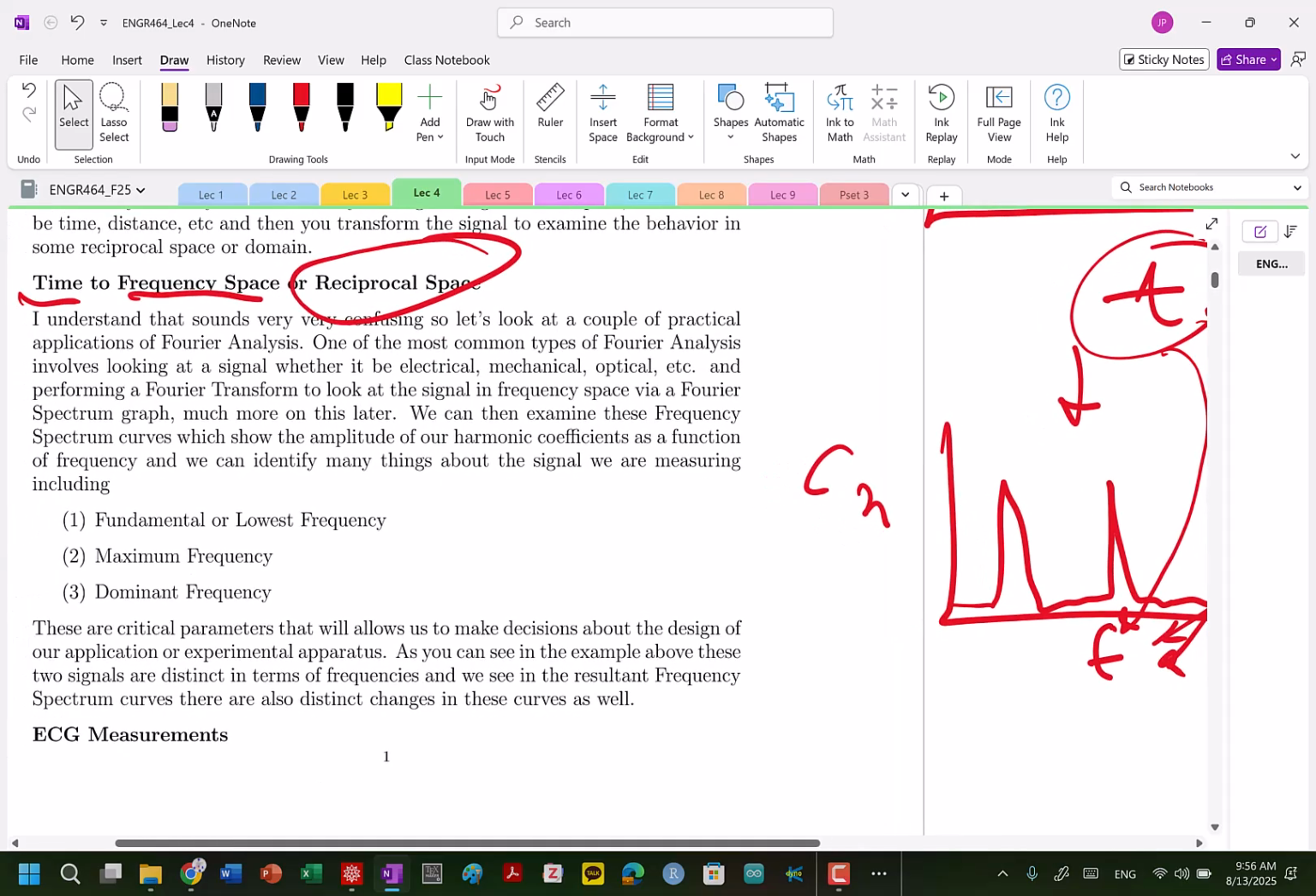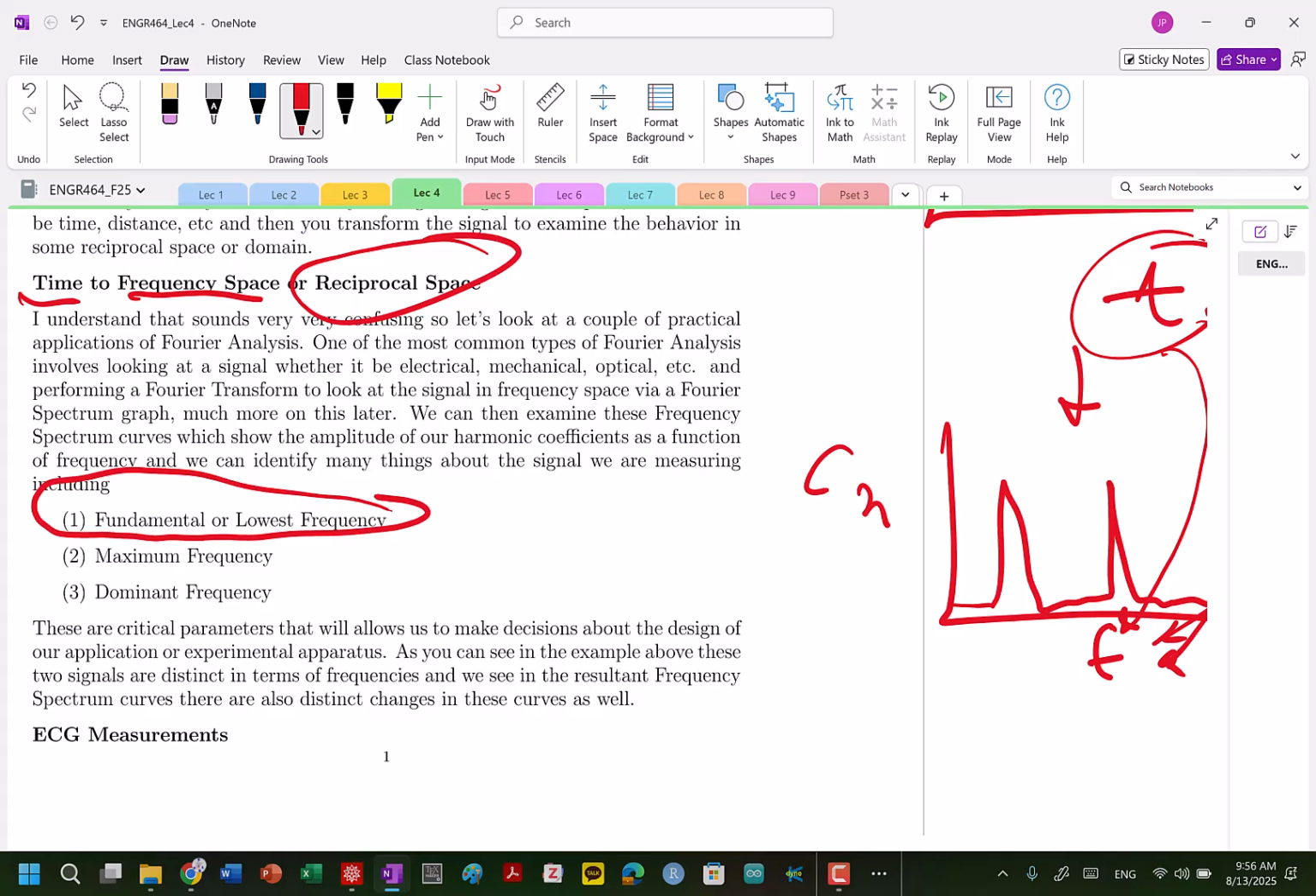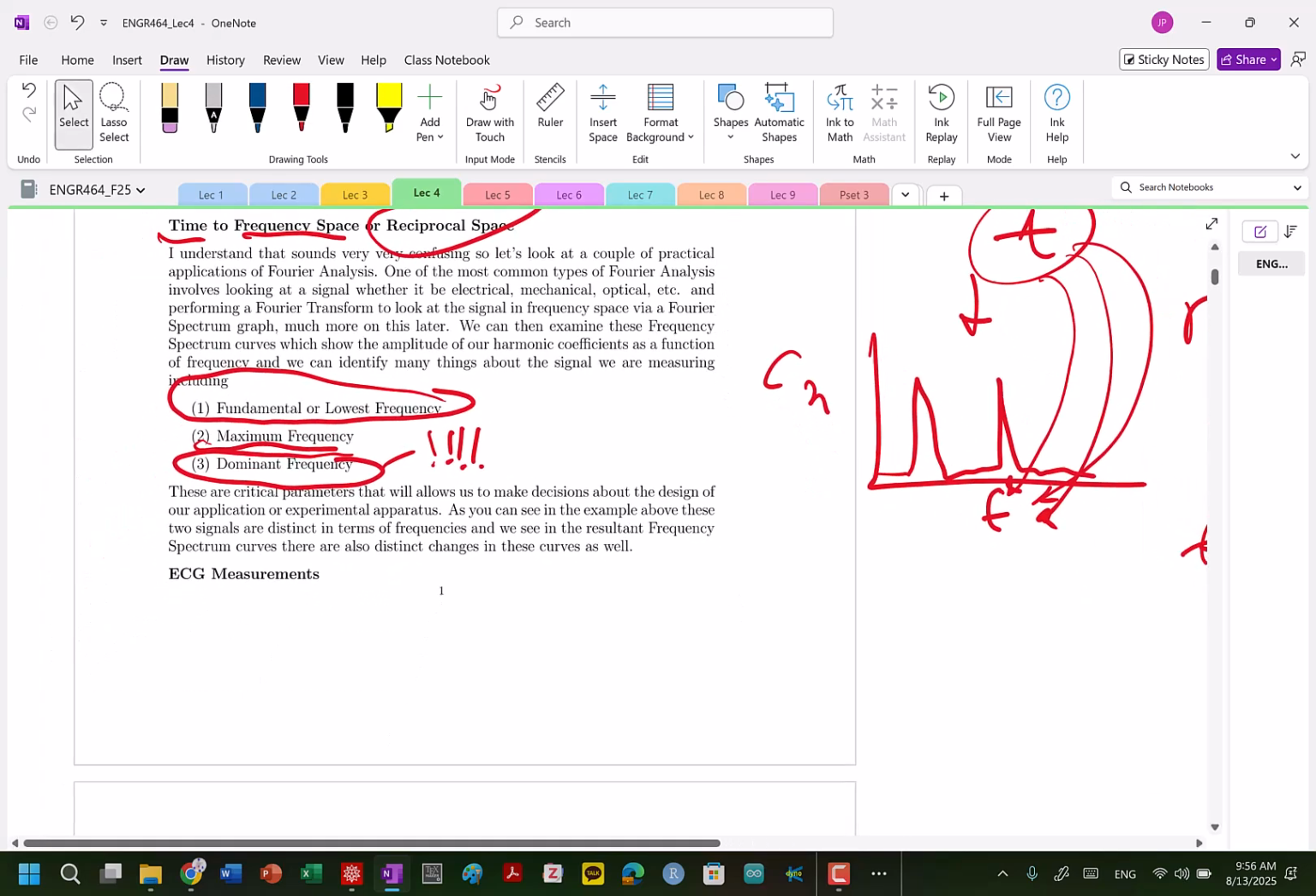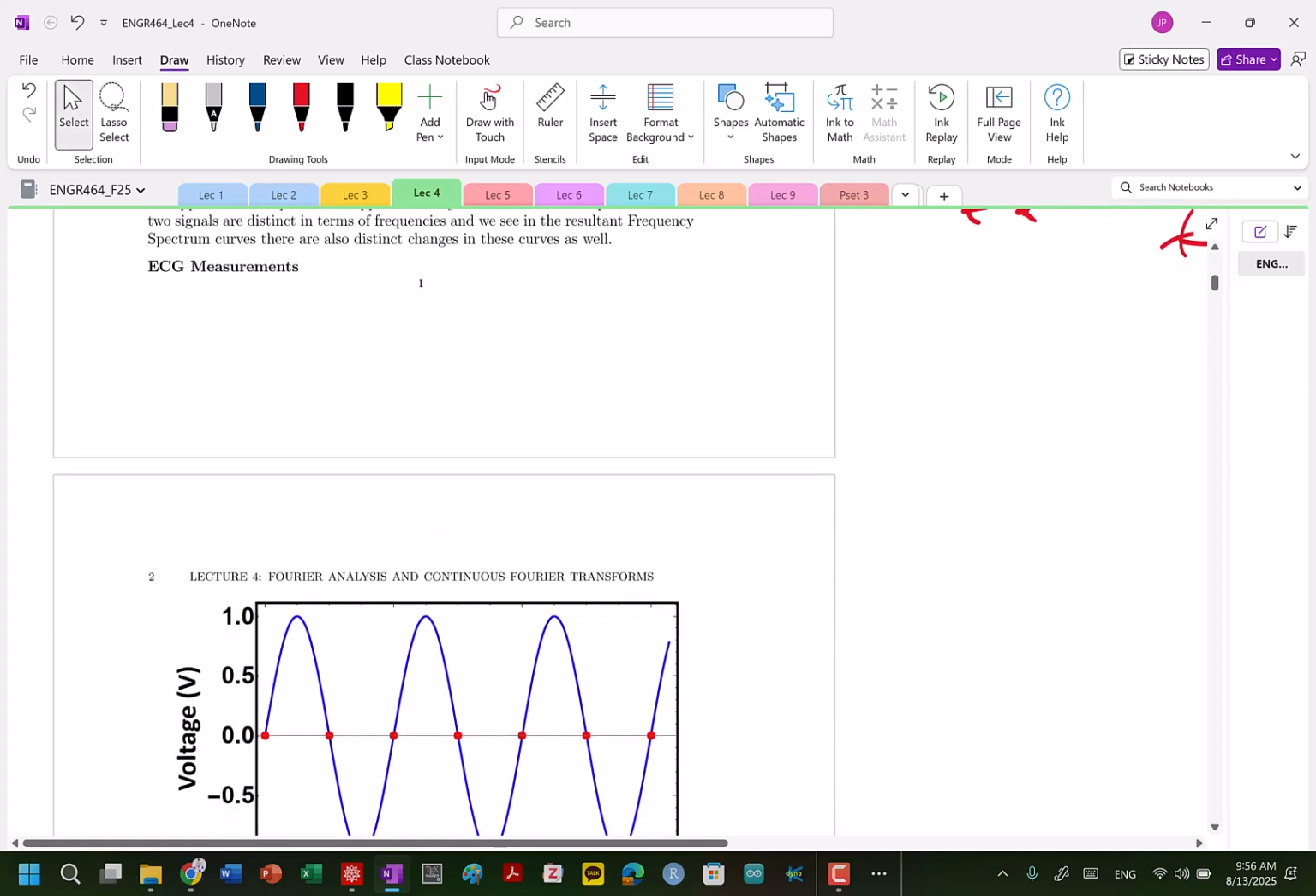And lots of times, we want to analyze and find, in my system, what's my lowest frequency, my fundamental frequency, what's the maximum frequency in my signal, and then what's the dominant frequency. Dominant frequency is very important. We'll come back to that in a bit. But let's motivate this a little bit.